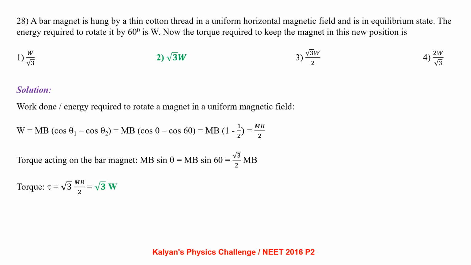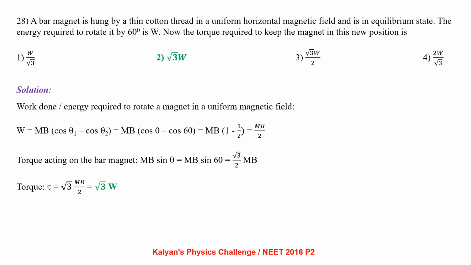Work done in rotating a bar magnet in a uniform magnetic field is given by the formula W equal to MB times (cos theta 1 minus cos theta 2), where capital M is the magnetic moment of the bar magnet, B is the magnetic field induction. So here the initial value of angle is 0 and the final angle is 60. Upon simplification we get work done equal to MB by 2.